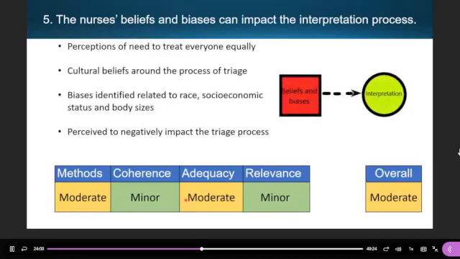Nurses had a perception of the need to treat everyone equally. However, they also described cultural beliefs around the process of triage. They attached meanings to locations, meanings to decisions. They were cultural icons established. There were also biases identified relating to race, socioeconomic status, body sizes, and age, all of which impacted their assessments. They were perceived to negatively have impacts, resulting in mistriage.